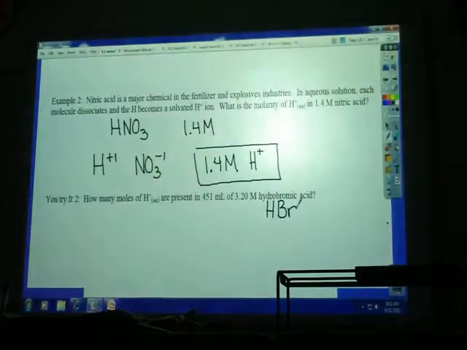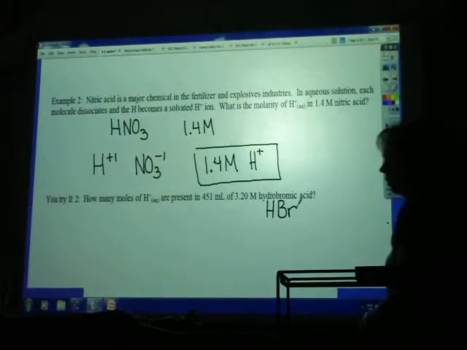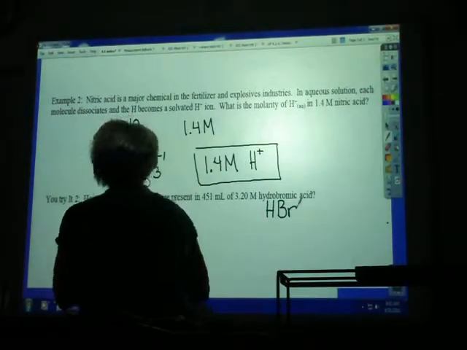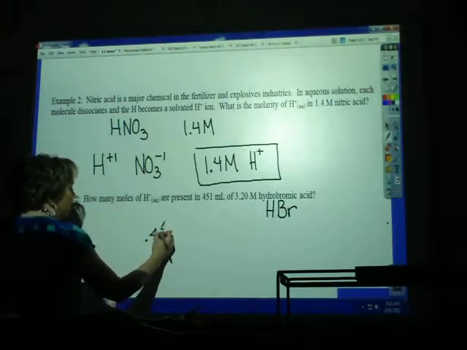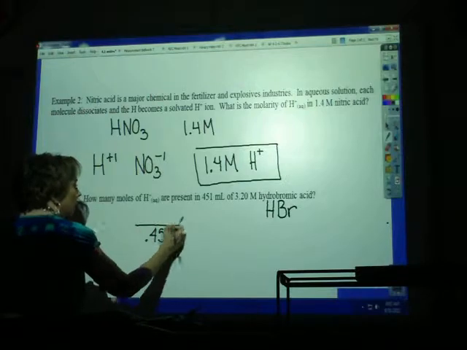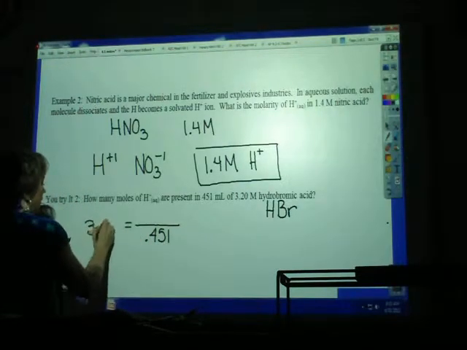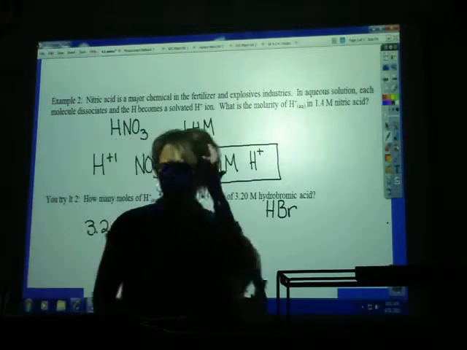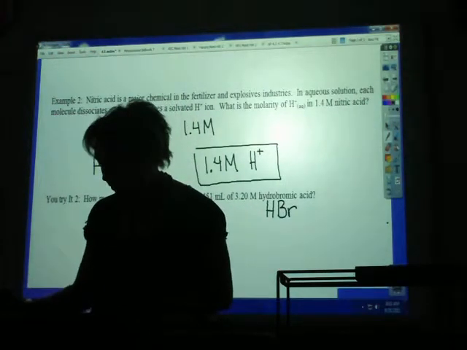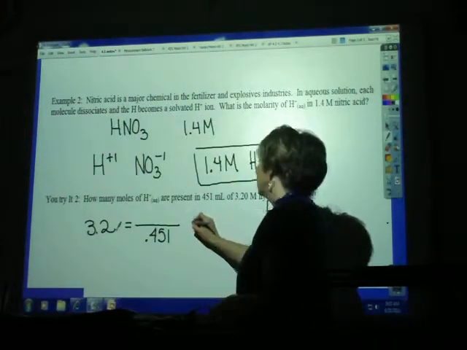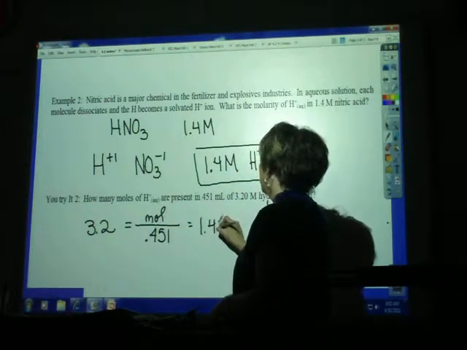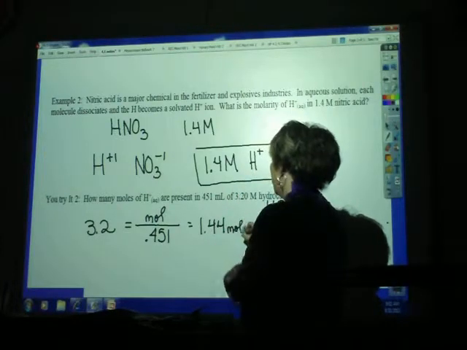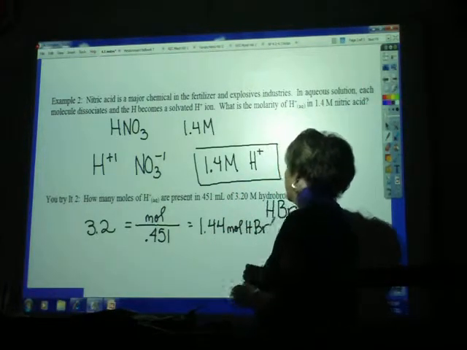Okay, so this was very similar to example D in the original, in the you try it number 1, where we're given the volume of 451 milliliters, which is 0.451 liters. We're given the molarity of 3.2, and we're left to solve for the moles. Hopefully I don't switch my numbers around again. 1.44 moles. We get 1.44 moles of HBr, hydrobromic acid.